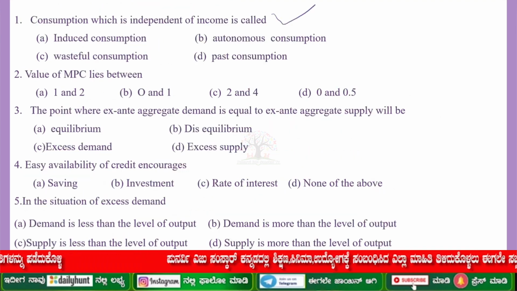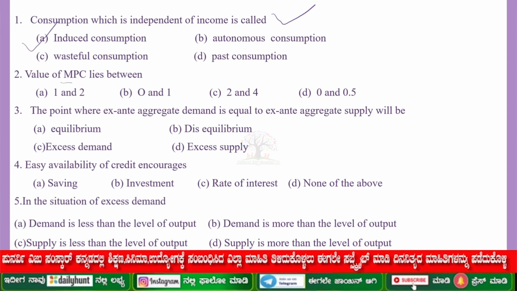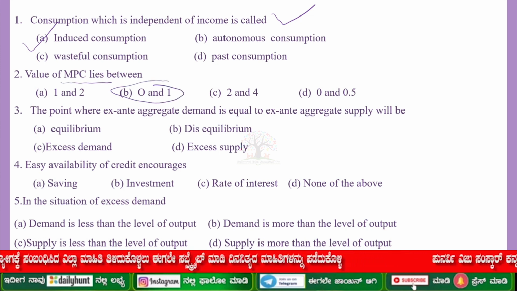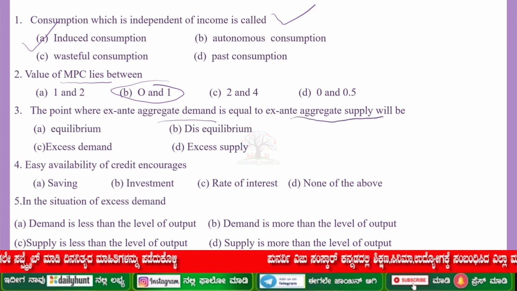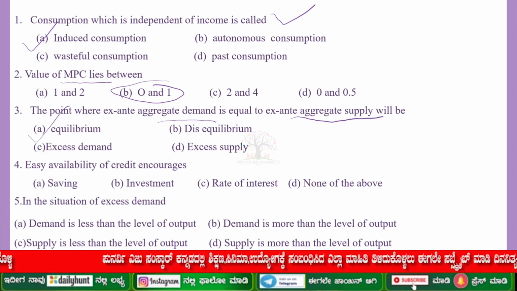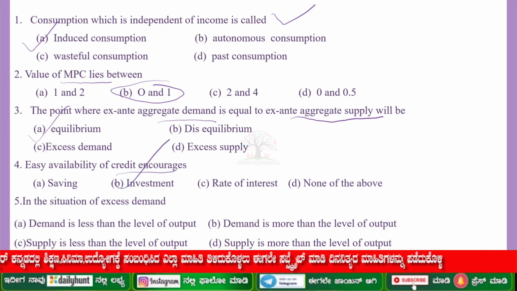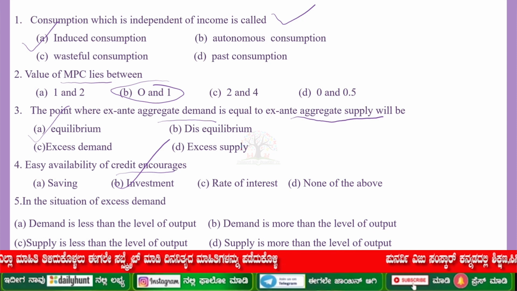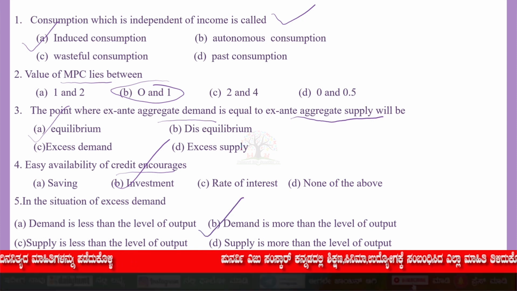Consumption which depends on income is induced consumption. The value of MPC always lies between 0 and 1. The point where ex-ante aggregate demand is equal to ex-ante aggregate supply will be an equilibrium position. Easy availability of credit encourages investment. In the situation of excess demand, demand is more than the level of output.